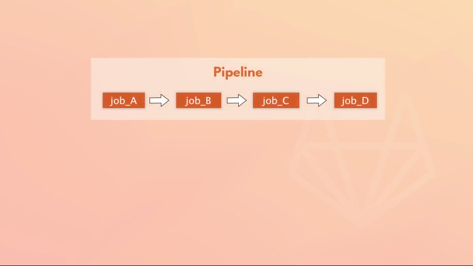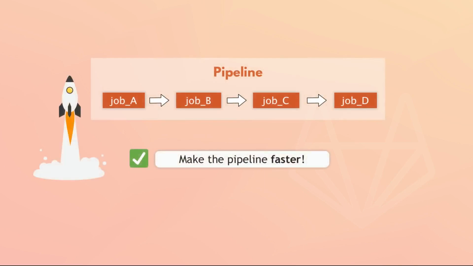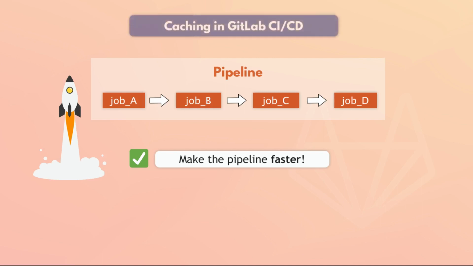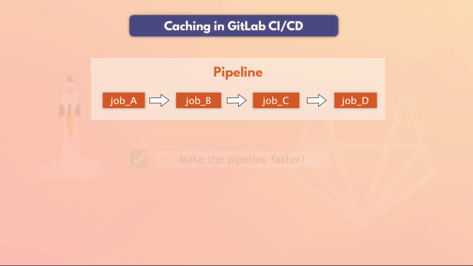Now, there is one more thing we should optimize in our pipeline to make the jobs faster and more efficient. And it's something you would always need in your CI/CD configuration. And that is caching. So let's see what it's about.